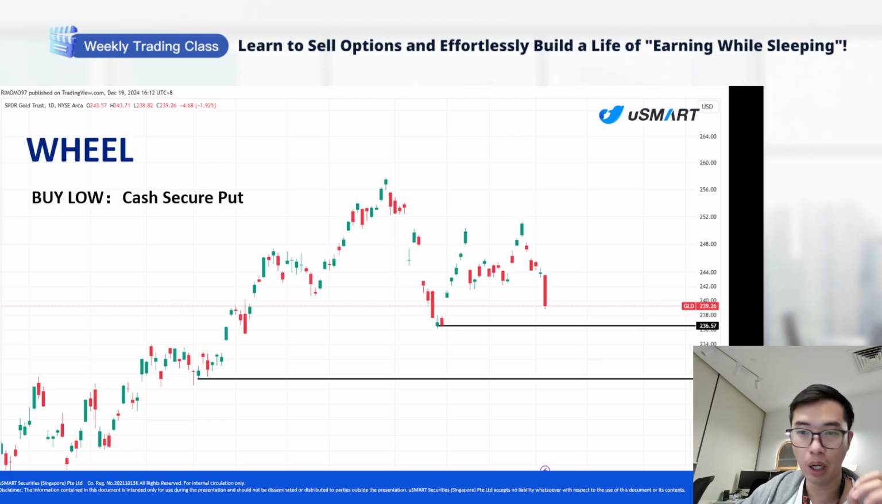236 and 229, around 230. So basically, this is the point I'm maybe interested in. It depends on you where you want to buy. Then we'll check it on our uSMART trade app to see the strike price and the premium. Let's say you want to buy at 236. This is the strike price. Then the bottom one is 229, maybe 230. Let us see.